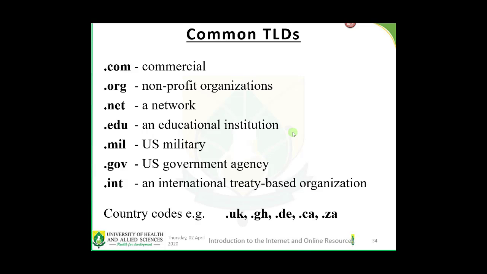.mil, for example, is for the US military. As I mentioned, when you see the top level domain without the country code, it means it is for the US. And so if it was for Ghana, you see .mil.gh. .gov, also US government agency, and if it were Ghana, it will be .gov.gh. .int, very interesting. This is an international treaty-based organization. For example, WHO. WHO does not belong to any particular country. It's a treaty-based international organization.